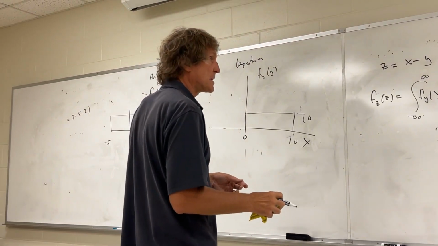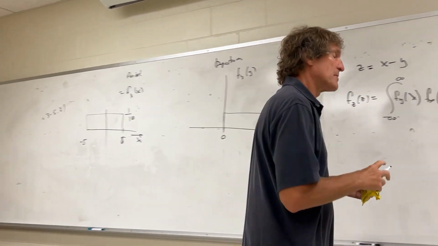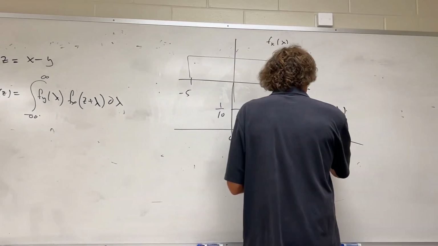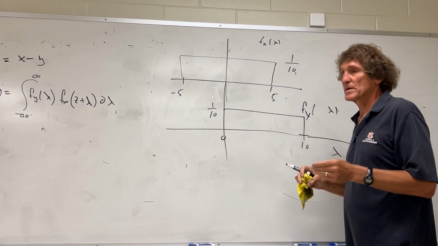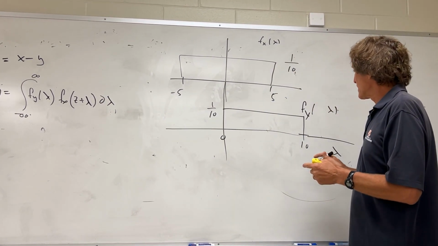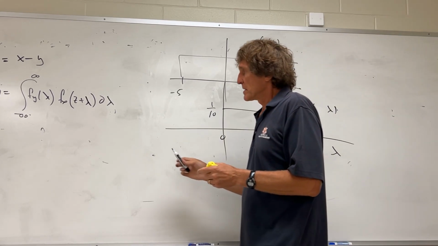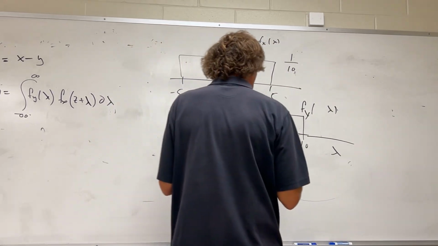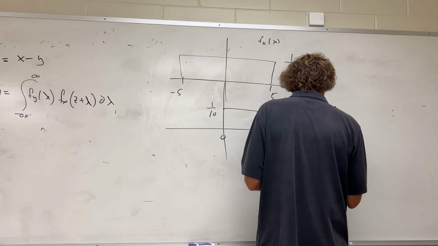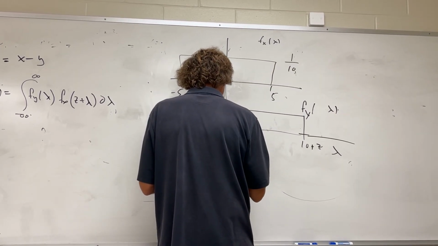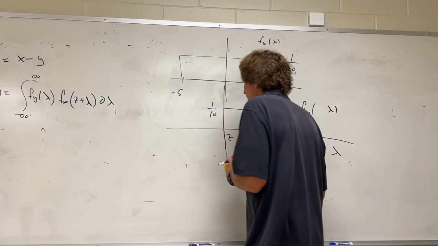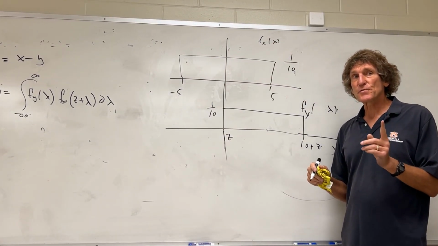I'm sorry. F of y of lambda, my bad. F of y of lambda. You all follow me on this? Now, technically right here, this is going to be lambda plus z. So the upper limit is actually going to be 10 plus z, and the lower limit is just going to be equal to z right here. You all follow me? Now just look at this for 1 second.